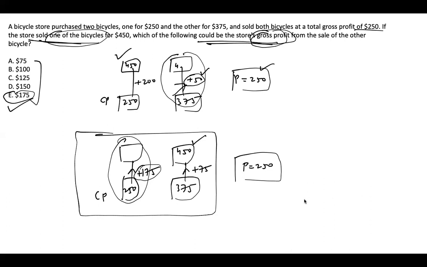This is just a hit and trial. It says could be, right? So there are two possibilities, and it is asking for one of the possibilities. This ends our discussion on profit and loss.